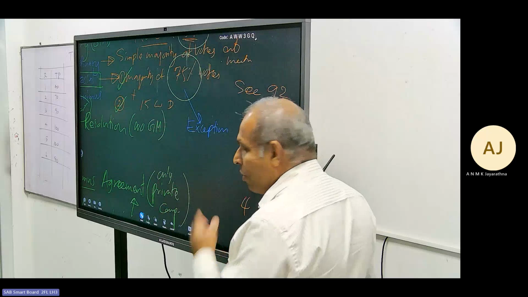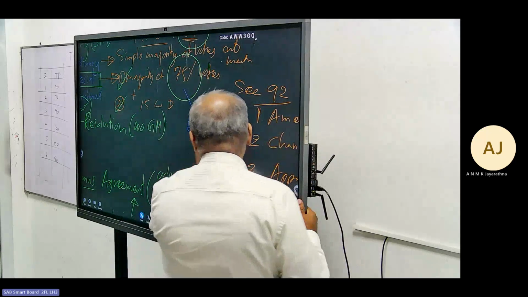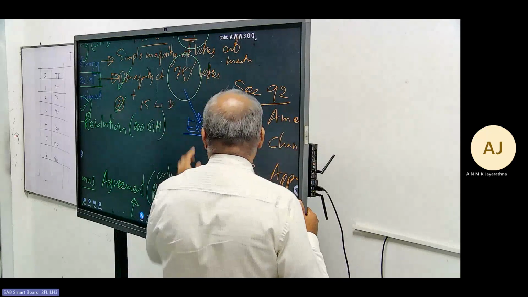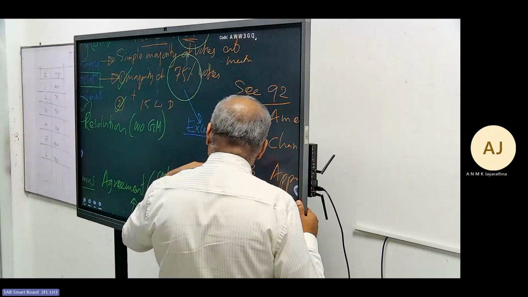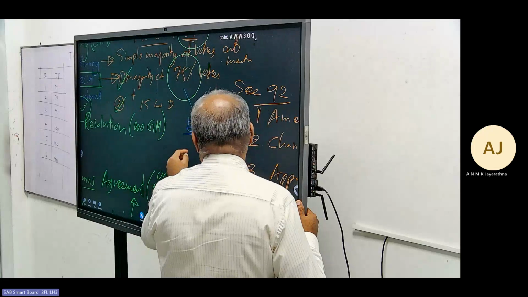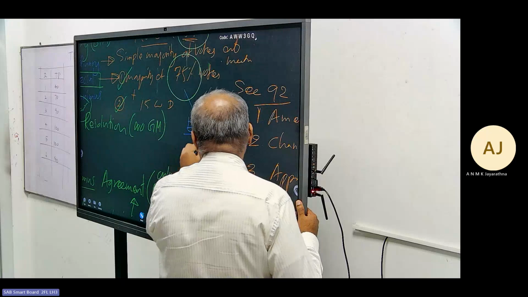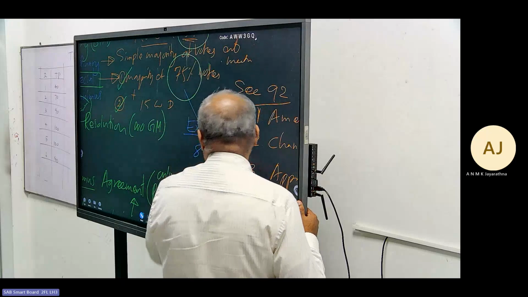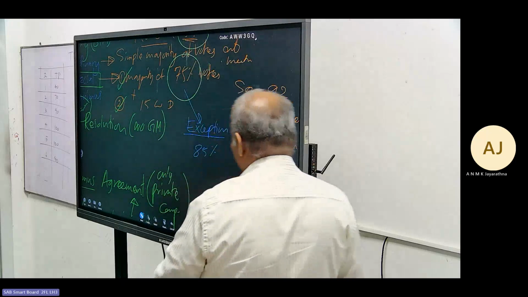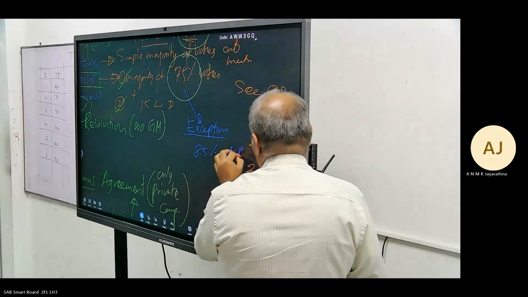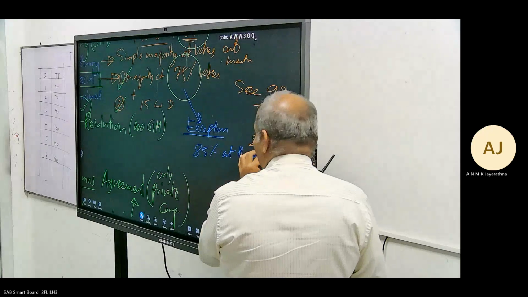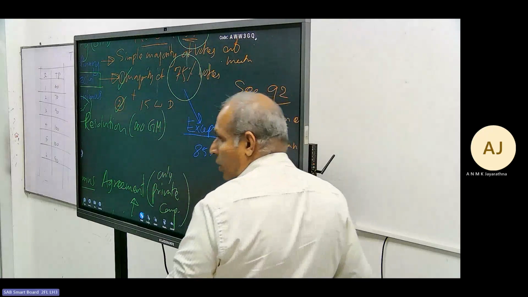However, under this exception, the percentage will increase. Here it says under the exception, by a majority of 85% of votes at the meeting.